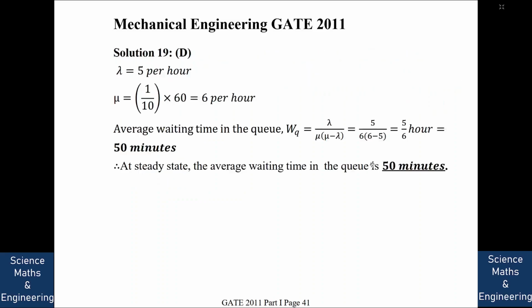So the answer is, we have lambda equal to 5 per hour, mu, that is 10 minutes it takes, so in 1 hour it is 6 per hour. So average waiting time in the queue, Wq, is equal to lambda divided by mu into (mu minus lambda), which is equal to 5 by 6 hour or 50 minutes. So at steady state, the average waiting time in the queue is 50 minutes. So we'll go to the next question.